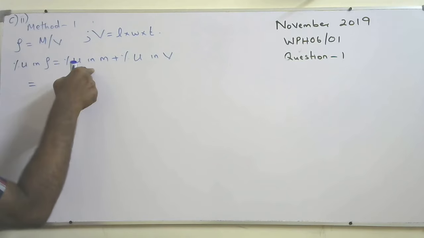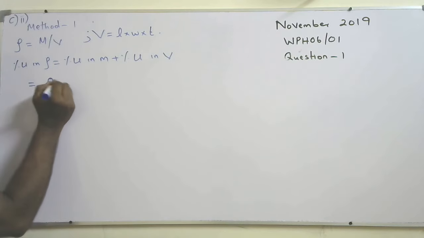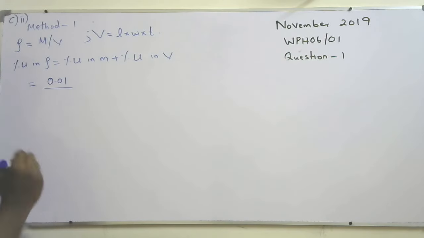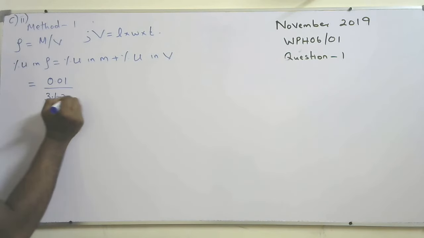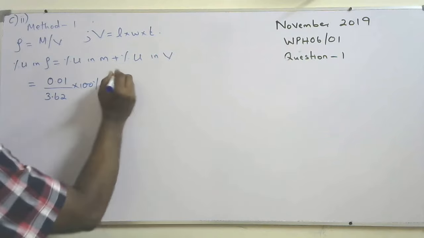How do you find the percentage uncertainty in mass? We know the uncertainty in mass. The mass is given, the uncertainty is 0.01 gram, already given. So 0.01 divided by the mass, 3.62, into 100%, plus percentage uncertainty in volume.